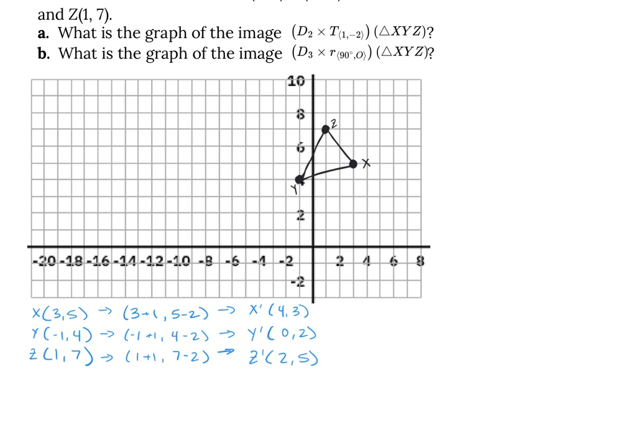I can graph those. So 4, 3 is my X prime. 0, 2 is Y prime. 2, 5 is Z prime.